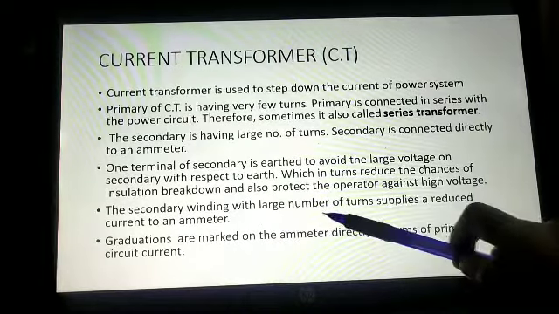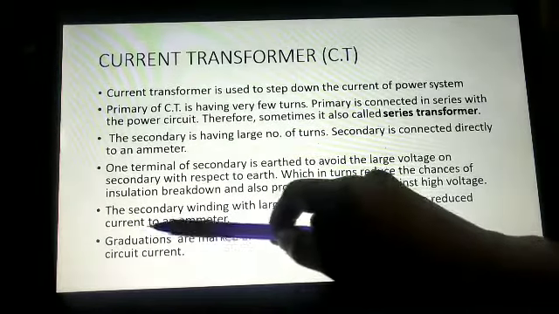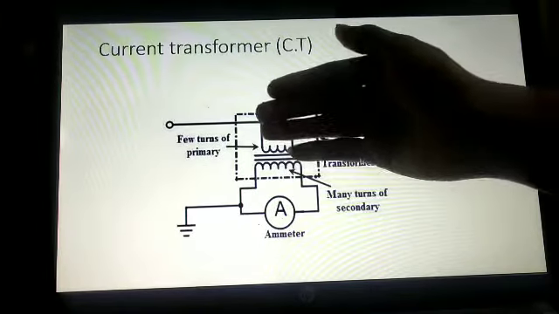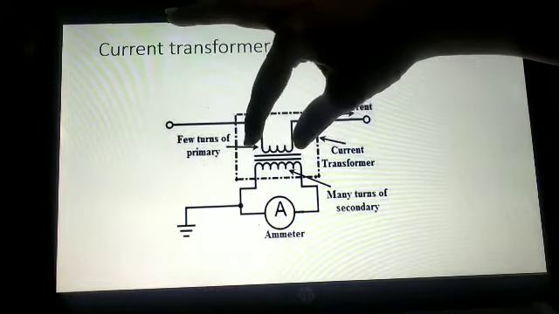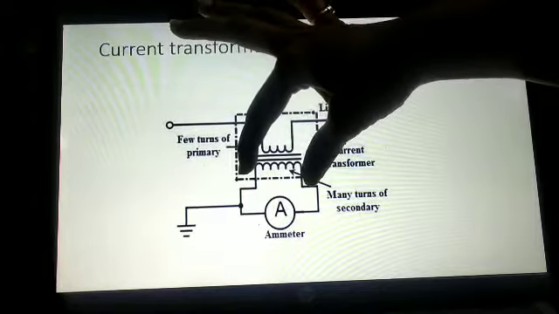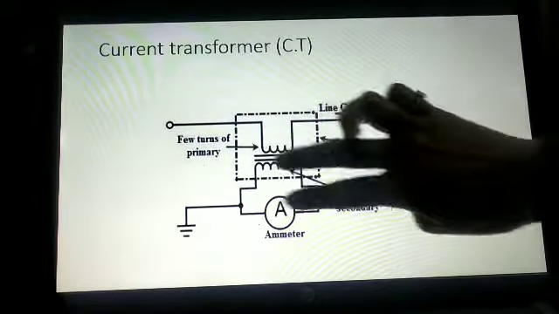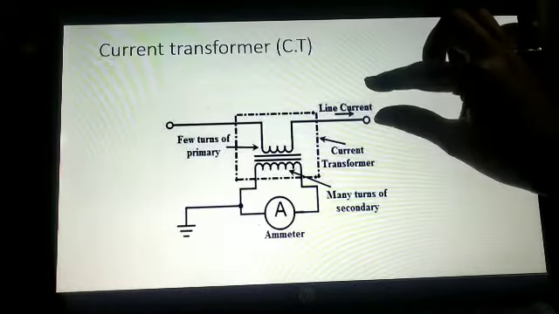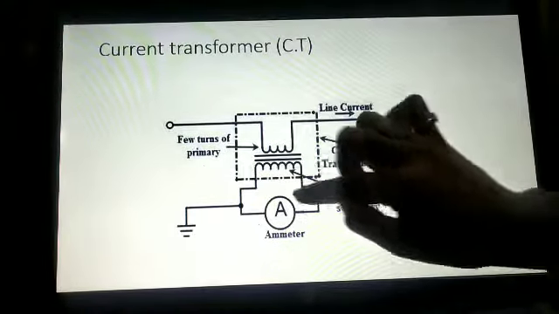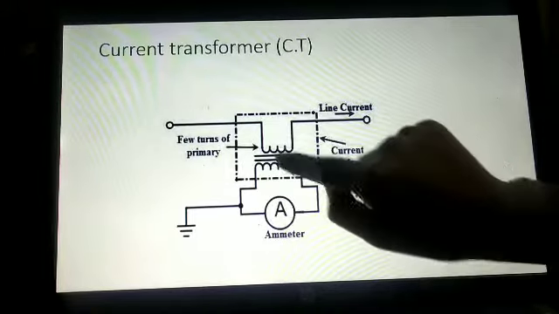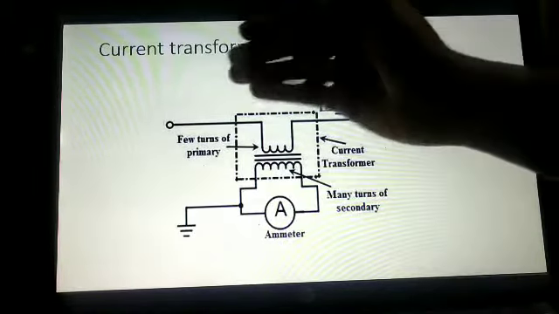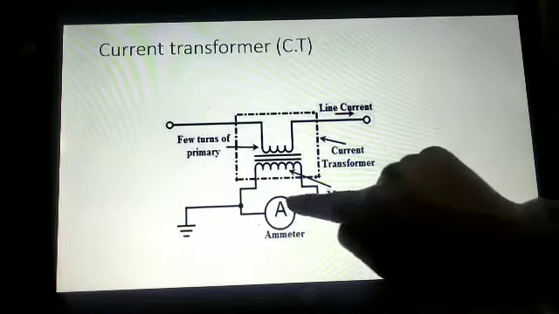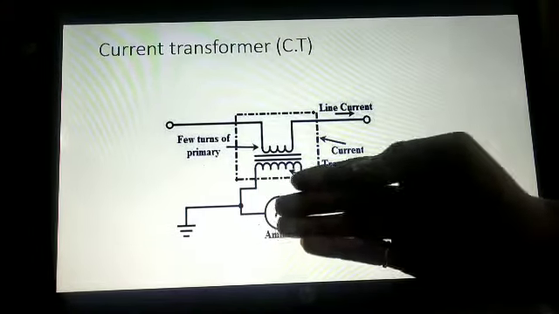Secondary winding with large number of turns supplies a reduced current to an ammeter, right? So due to this connection, the number of turns on the primary are very small and the number of turns on the secondary are large. Due to this connection, what will happen? There will be large current flowing through our power system, right? But due to this connection, that is current transformer or series transformer, what will happen? The high current will get converted into lower value current, and our ammeter can measure current very easily.